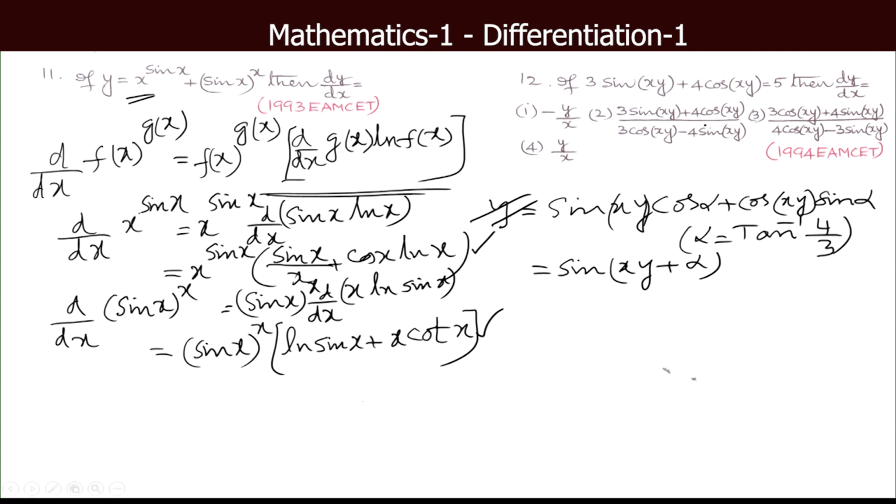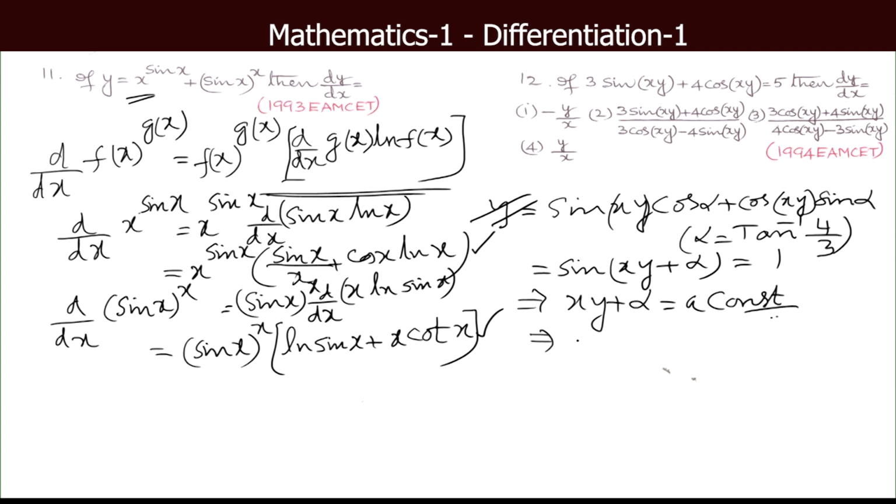ఈక్వేషన్ కదా మనకి ఇచ్చింది. This is given to be equal to, when you divide throughout by 5, this will be equal to 1. 5 చేత భాగించాం, 3/5 నేమో కాస్ ఆల్ఫాని, 4/5 నేమో సైన్ ఆల్ఫాని రాసాము, రైట్ సైడ్ 1 ఉంటుంది. So sin xy plus alpha is 1. This means xy plus alpha is equal to some n pi plus minus 1 whole power n into pi/2, a constant, not dependent on x and y.